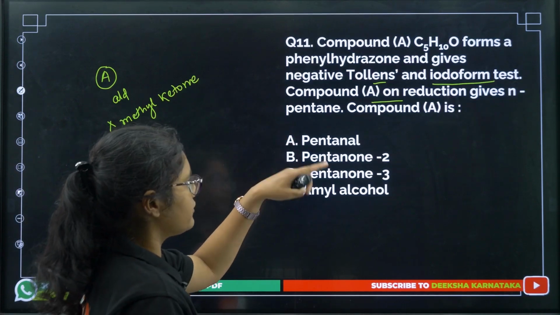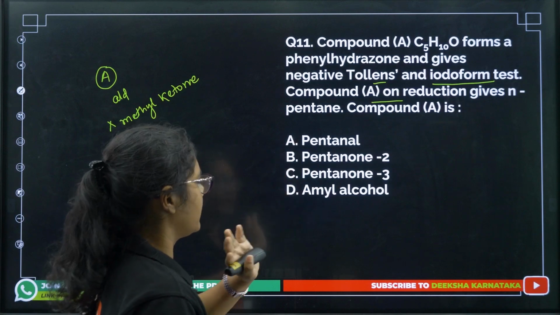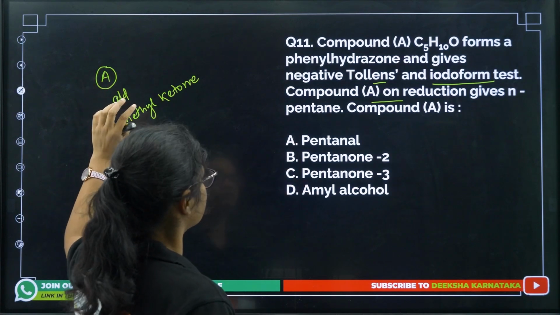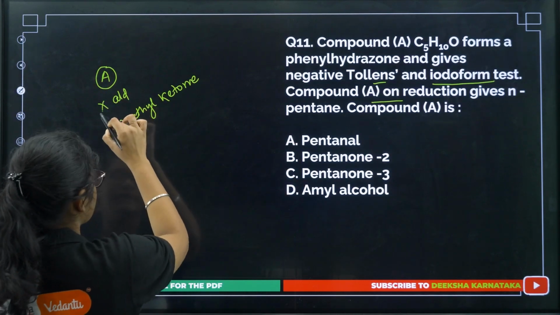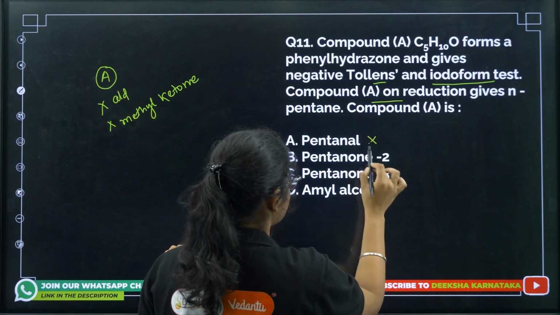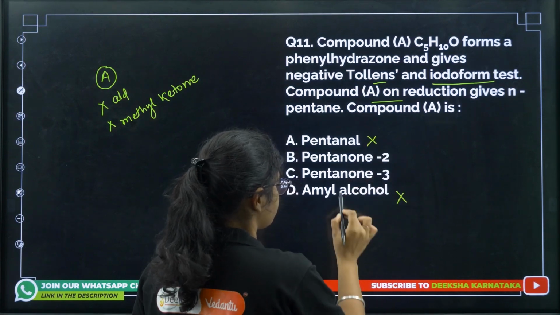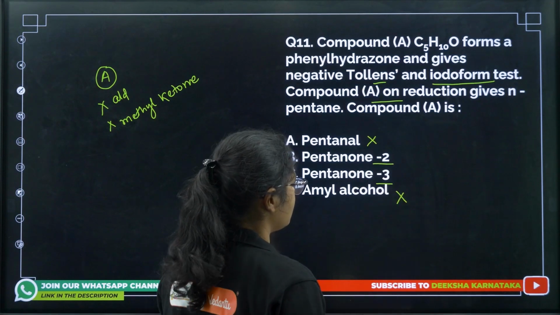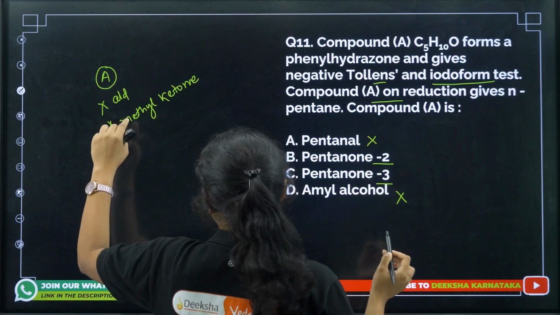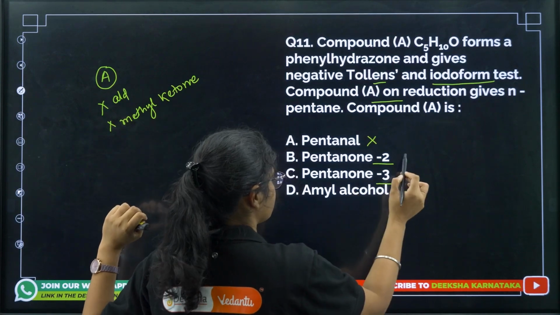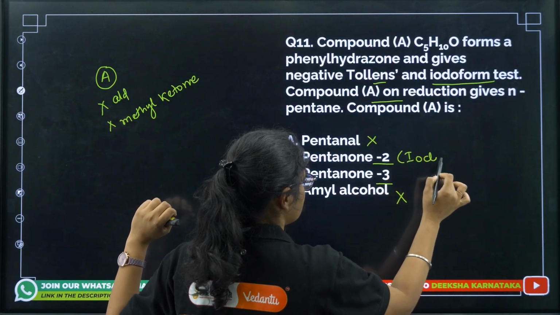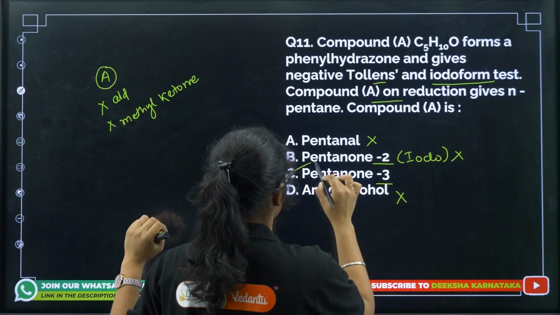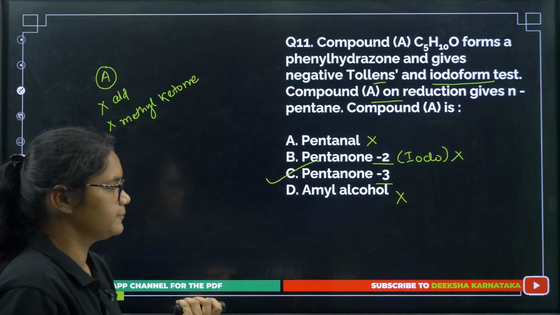And compound A on reduction gives n-pentane. So first of all, it is not an aldehyde, so we can eliminate this option, and we can eliminate this option. Pentan-2-one and pentan-3-one: pentan-2-one is a methyl ketone, so it will give the iodoform test, so this is also not the answer. So the correct answer is option number C.